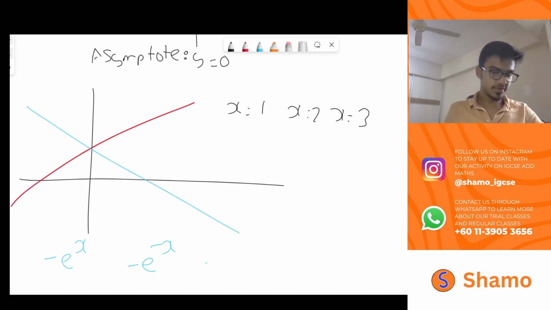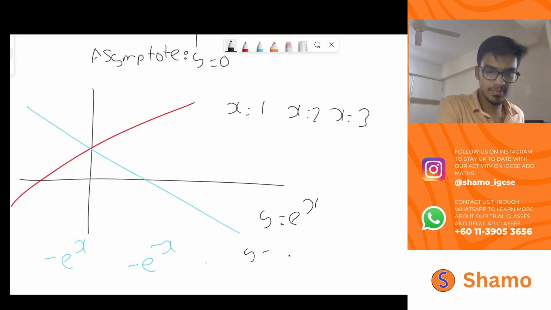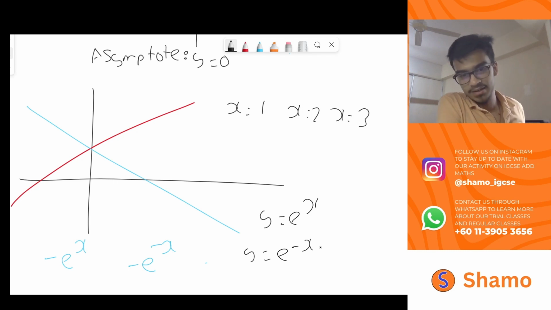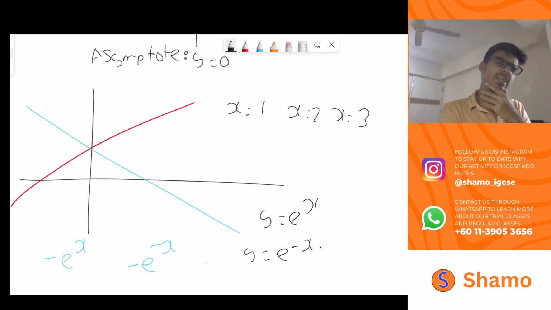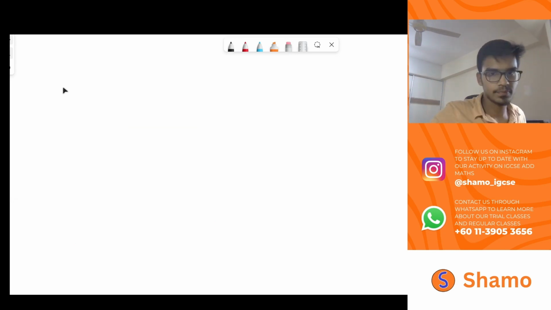Another way you could think about it is that y is equal to e power x and y is equal to e power minus x. For the same y value, you are having the negative x value. So it should make sense that it's a reflection on the other side. It means it's a reflection across the y-axis. So that's another way you could think about it. But of course, you could also do all the other ways which I mentioned earlier.